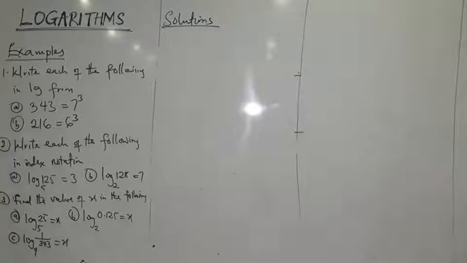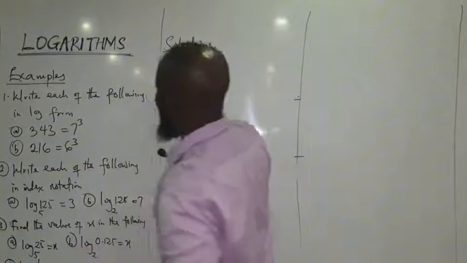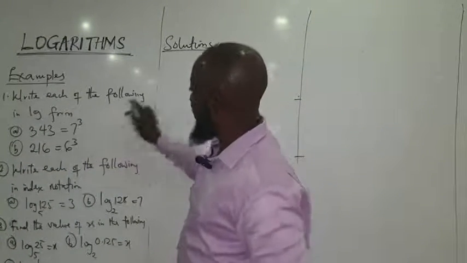Alright, let's look at this example before we go into the details of common logarithm. So we are still under here. This one is treating the relation between logarithm and indices. Now the first question says that we should find or write each of the following in log form.